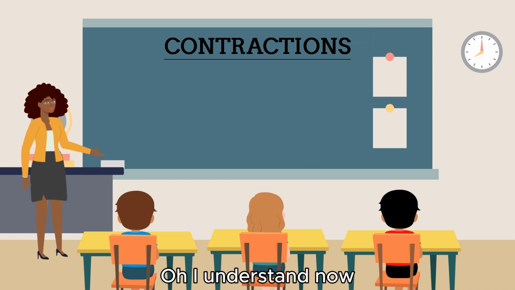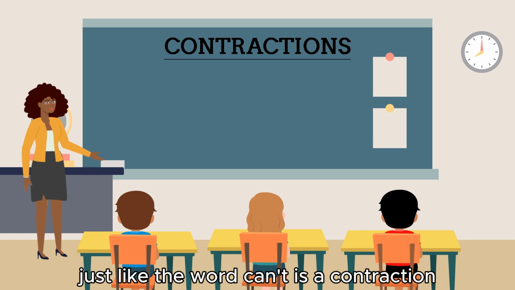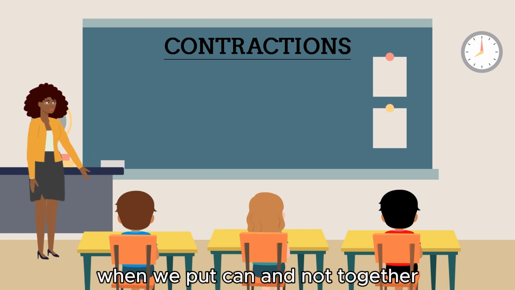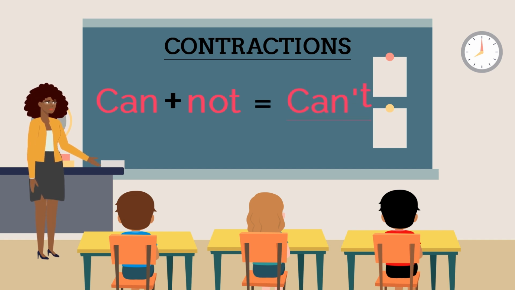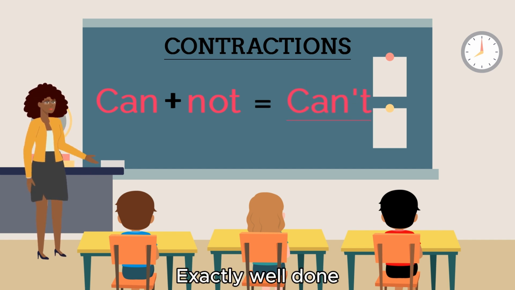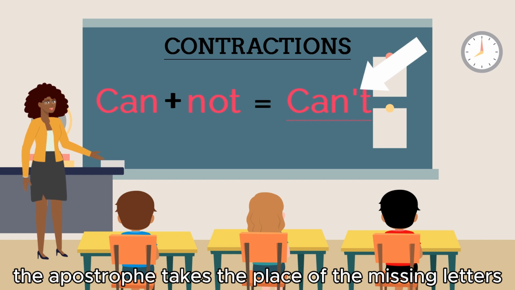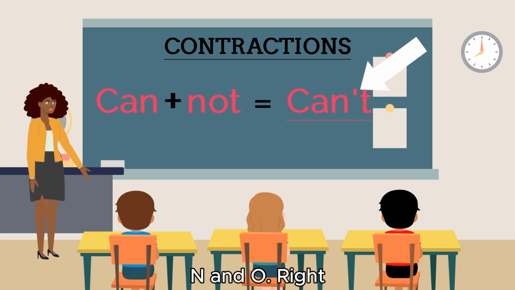Oh, I understand now. Just like the word can't is a contraction. When we put can and not together, it becomes can't. Exactly. Well done. The apostrophe takes the place of the missing letters N and O.